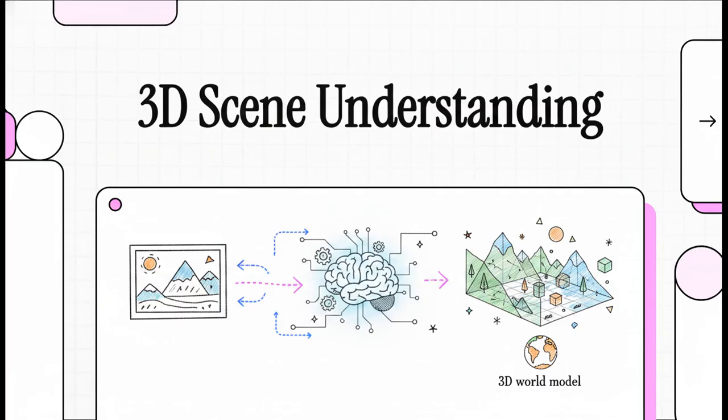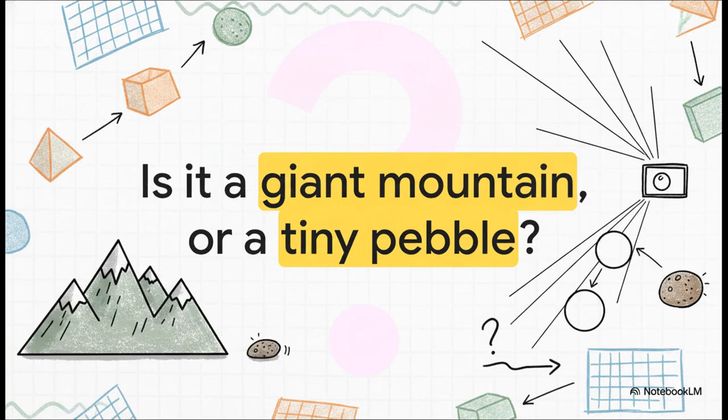Welcome to this explainer. Today, we are exploring a really monumental leap in computer vision. How exactly we're teaching machines to transform those flat two-dimensional pixels into comprehensive, fully realized 3D world models. We're talking about taking a simple, everyday photograph and giving a synthetic brain the power to truly understand the physical space it represents.